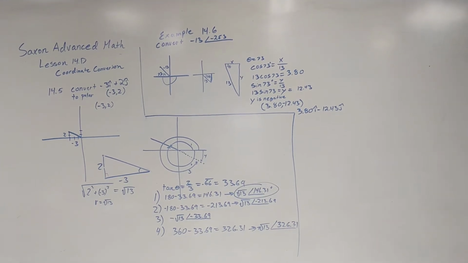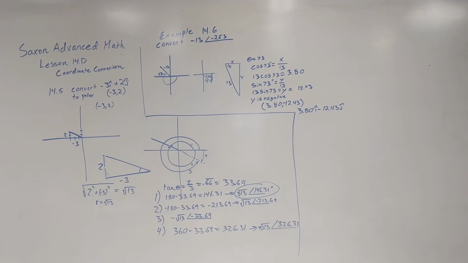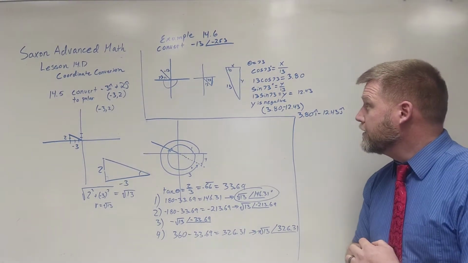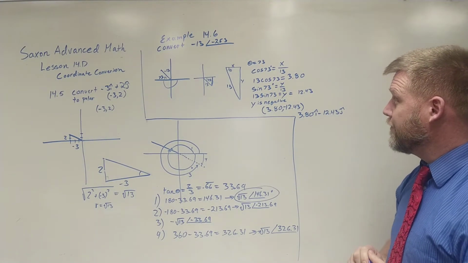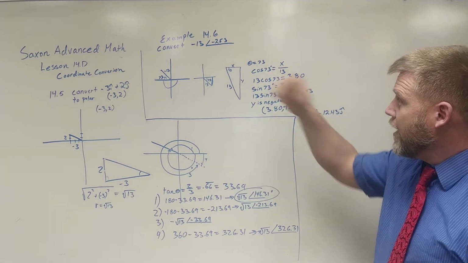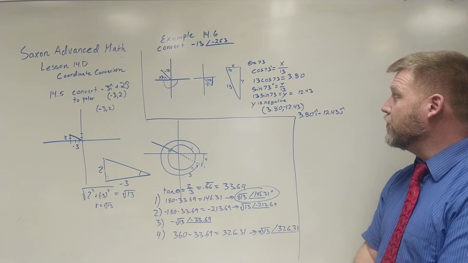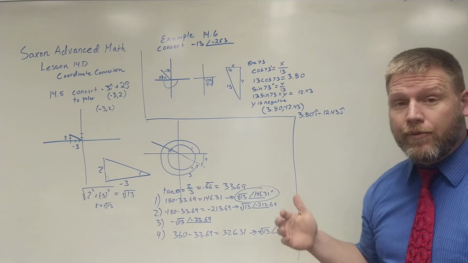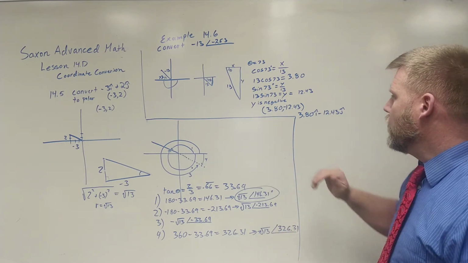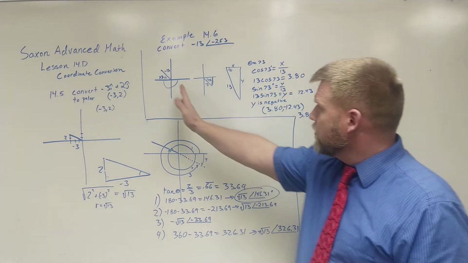This is a continuation of Saxon Lesson 14D in Advanced Math, and this is example 14.6. They asked us to convert negative 13 with an angle of negative 253 into standard or rectangular coordinates. What we're going to do to begin with is graph it.